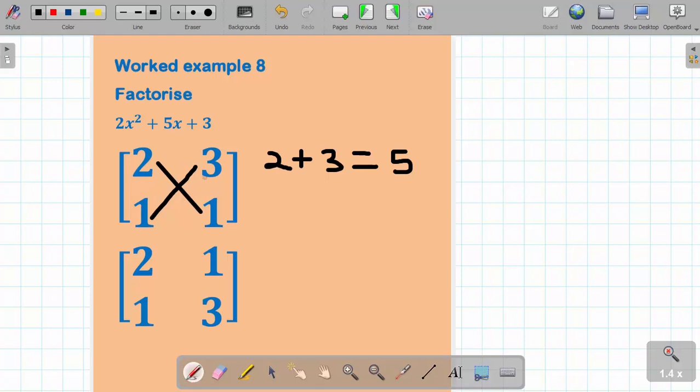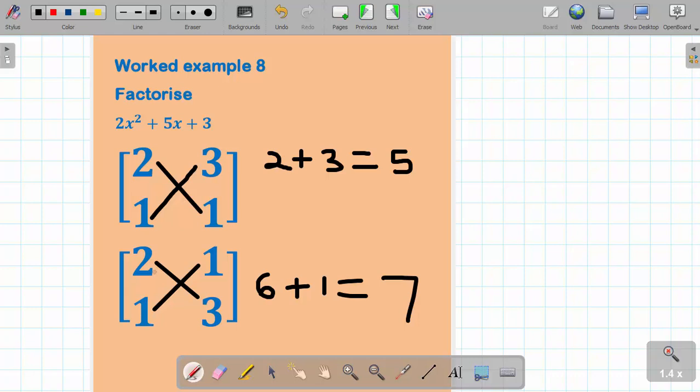Somebody can say, what if I interchange this? Now check this out. If you had interchanged and written 1 times 3 here, you're going to get something like this. Let's check it out. After crossing, 2 times 3 is 6, 1 times 1 is 1. So 6 plus 1, what do you get? You get 7. And 7 is not the middle term, so it means that is not the right pair to use.